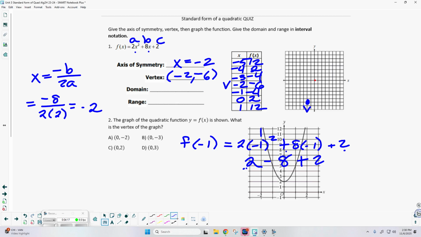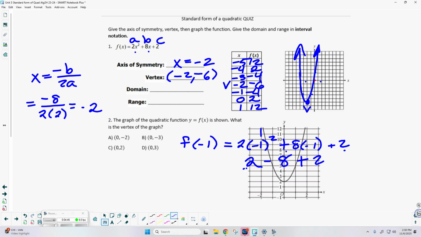Let's see here. We have the points -1, -4; -3, -4; and 0, 2. Okay, so we got plenty. There we go. So there's my quadratic. And the only thing left was the domain and range.